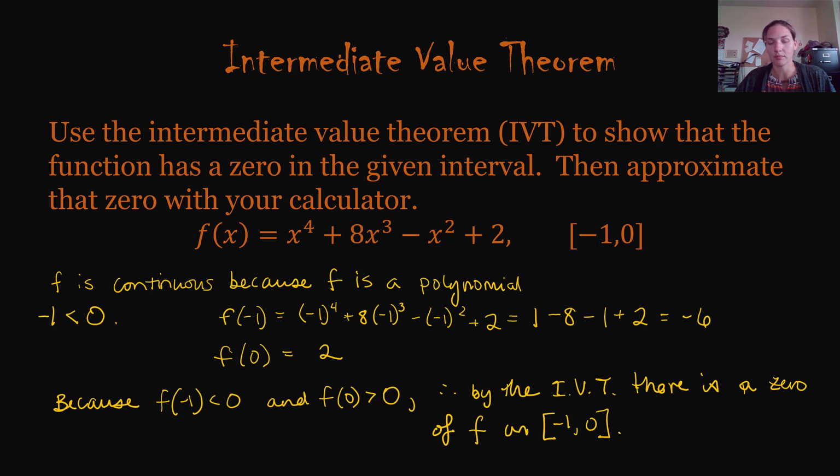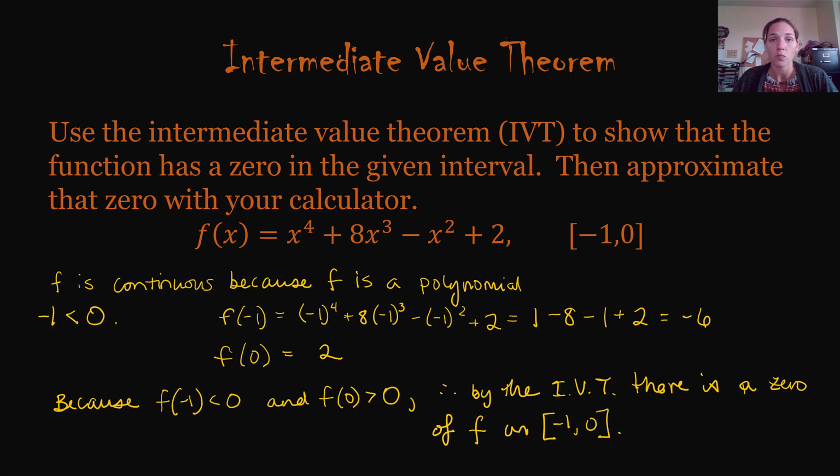And now I can see, you won't be able to, but now I can see that there's a 0 between negative 1 and 0. So I'm going to hit second and then trace. That brings up the calculate menu. Trace is the button right next to graph. And I want 0. I want to find the 0 on this interval.